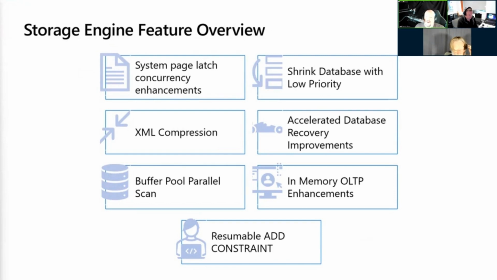With the buffer pool parallel scan feature, this is a new feature that improves performance of the buffer pool scan operations on large memory machines. Like, think M series level virtual machines. By utilizing the number of multiple cores, customers that run SQL Server may see upwards of 20 times faster executions, depending on the scenarios.